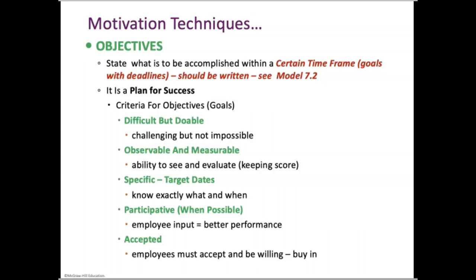Criteria for objectives or goals include: they should be difficult but doable. They should be reachable, challenging but not impossible. They should also be observable and measurable, the ability to see and evaluate them. They should also be very specific with target dates. You should know exactly when and what.